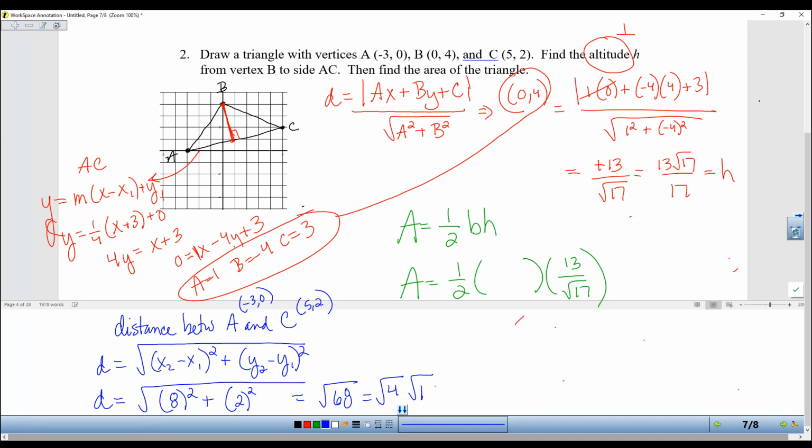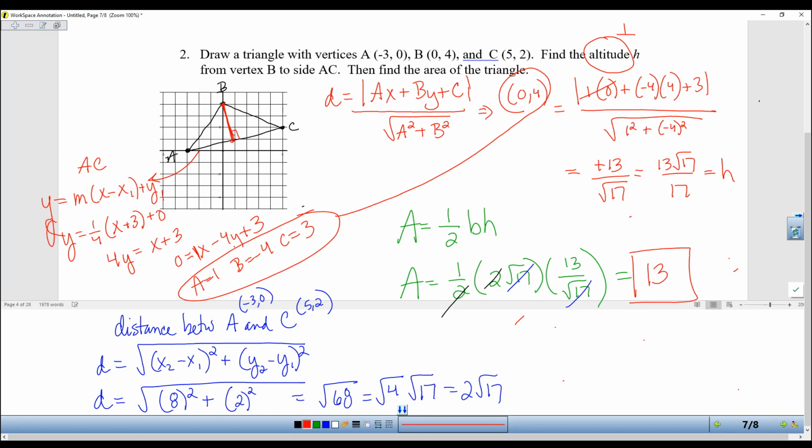What is that going to be? 4 times, oh, of course, 17, because look at that. Look what it's going to do. This is 2 square roots of 17. So that's the base. And look at that. Look how nicely this problem is going to work out. The square root of 17 is going to cancel. The 2's are going to cancel. And I'm just going to get an area of 13. Oh, that worked.